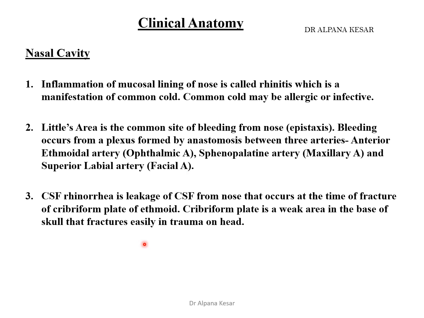CSF rhinorrhea is leakage of CSF from the nose. This occurs most commonly at the time of fractures of cribriform plate of ethmoid. Cribriform plate of ethmoid is a weak area in the base of the skull that fractures easily whenever there is a trauma on the head. For example, when an individual strikes a wall or a glass, it can easily fracture the cribriform plate, leading to leakage of CSF from the nose.